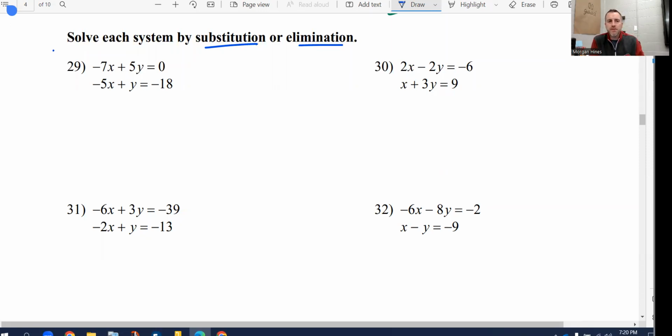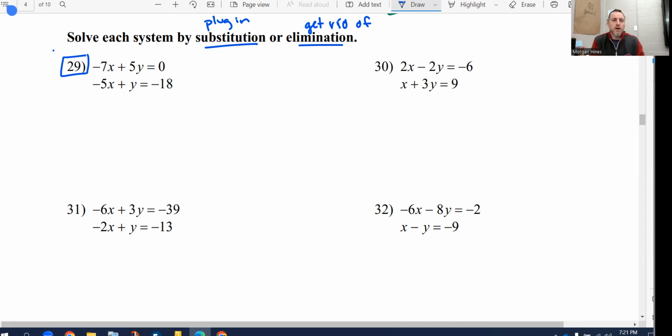Number 29, let's do that one first. And I'm actually going to do both on this one. The first way I'm going to do it is with substitution. Substitution is where you plug in something for something else. Elimination is where you get rid of something to solve for the other thing. So plugging in, substitution; getting rid of something, elimination.